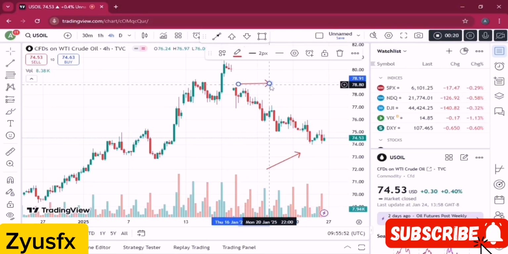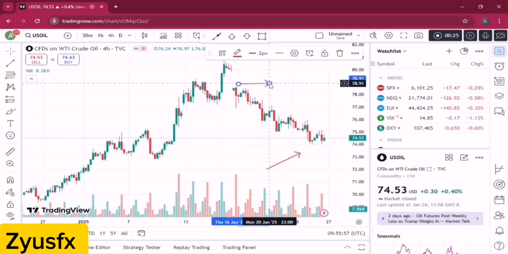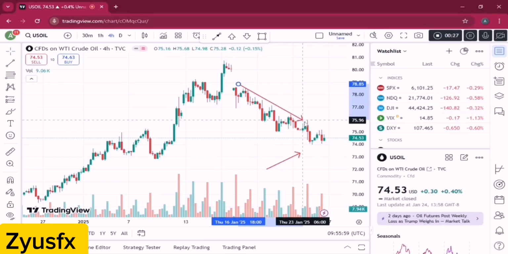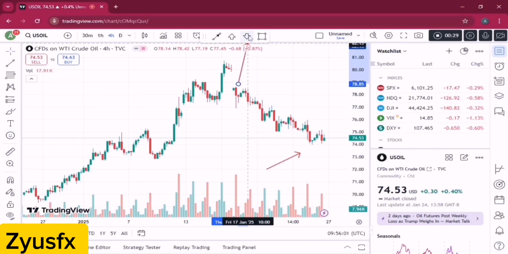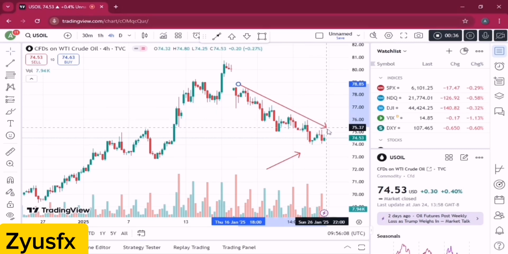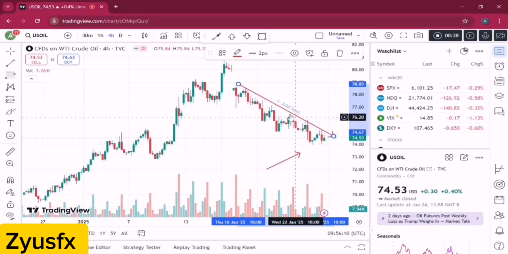The first thing you want to be doing when you come to your charts is to identify the trend of the market. Is the market moving down, up or sideways? So in this case, the market is moving down. Price is making lower highs and lower lows. So we'll mark out our trend line like this.